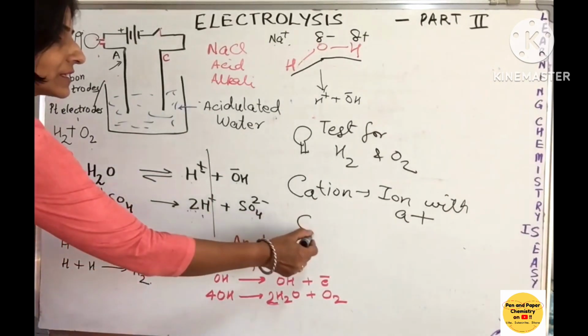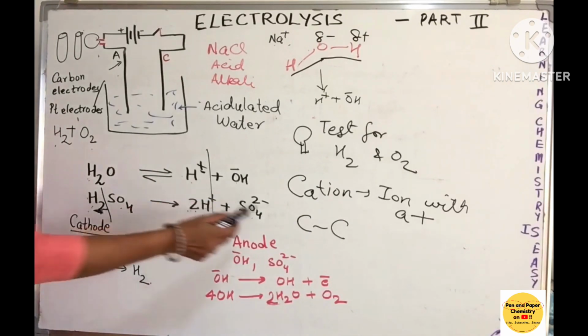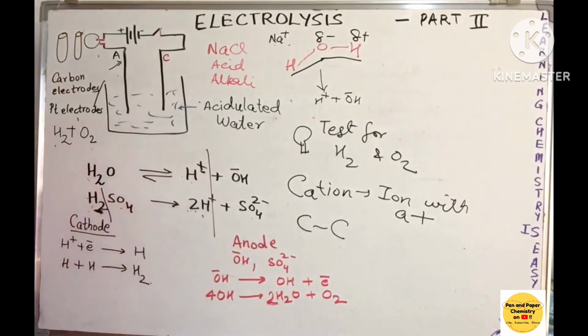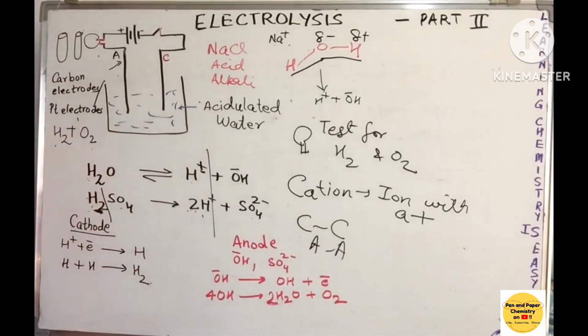Cation goes towards the cathode. It's not "cut ion", I'm pronouncing it like that so that it's easier to recall. It's actually cation. Cation goes towards the cathode. Anion goes towards the anode in electrolysis. At the cathode, what will happen?